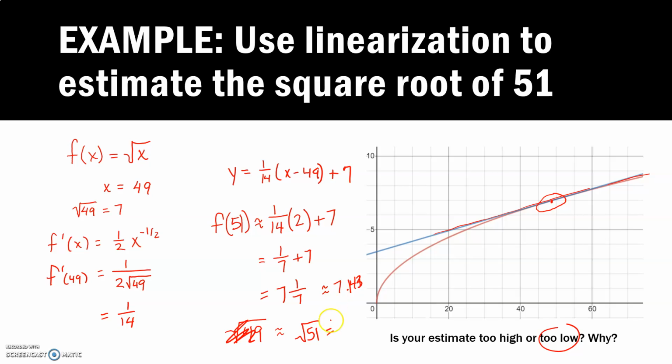Square root of 51 is 7.141. So my estimate of 7 1/7 is a little bit bigger than the actual value, and we could tell you that from the picture.